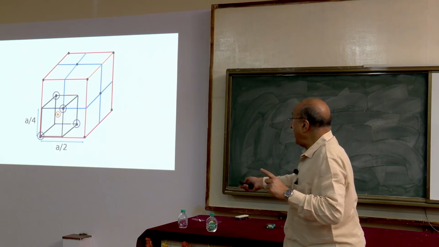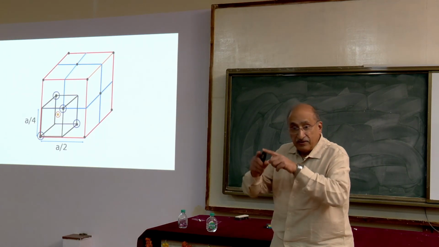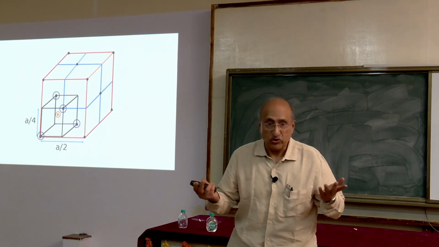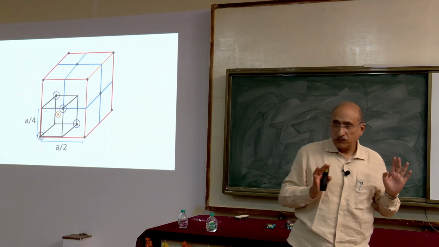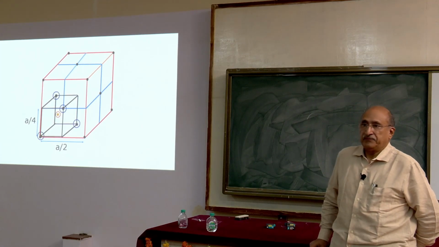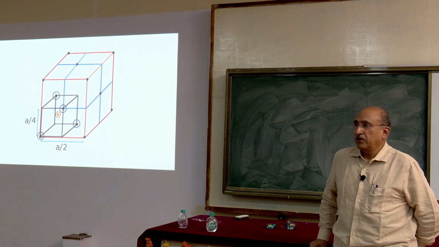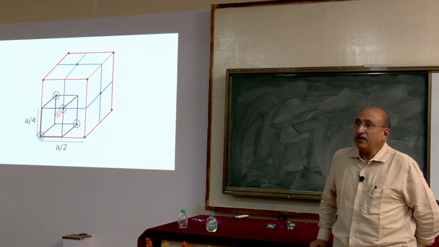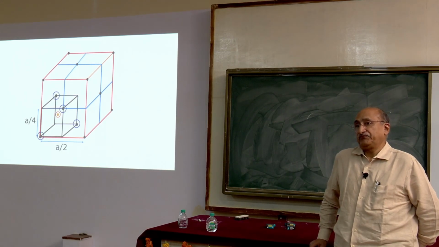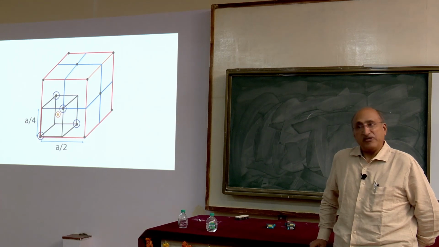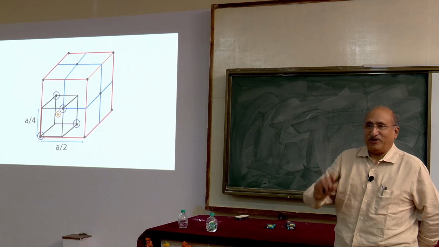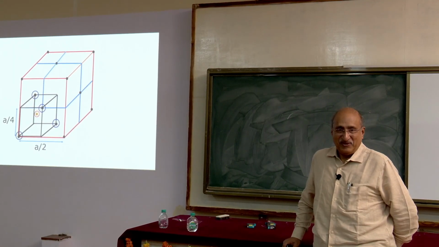So there are 8 available in a cube of A by 2, and there are 8 such cubes. 8 into 8, 64 sites. So in a spinel, you have 64 tetrahedral sites. Obviously, not all of them are going to be occupied. You have only 8 formula units.